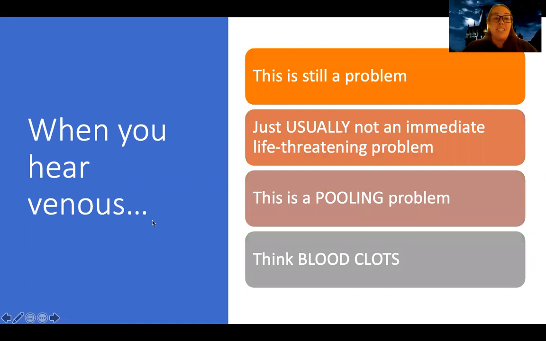Whereas when you hear venous, there's still a problem here and there could be very serious complications, but it's usually not immediately life threatening. This is a pooling problem. Whereas arterial is a problem getting blood down and getting that blood flow to my periphery, venous is a problem having enough pump to bring my blood up and back to my heart. While that seems like a big issue, it's not as big of a problem. I'm still getting blood flow, it's just not pumping as well back up. There's pooling of blood in my legs, which can lead to some problems. Anytime you hear pooling, you should think blood clots.